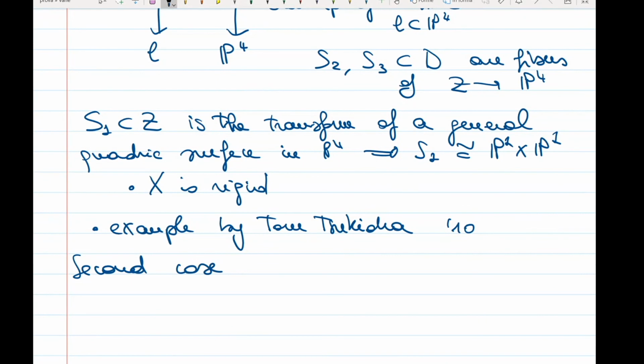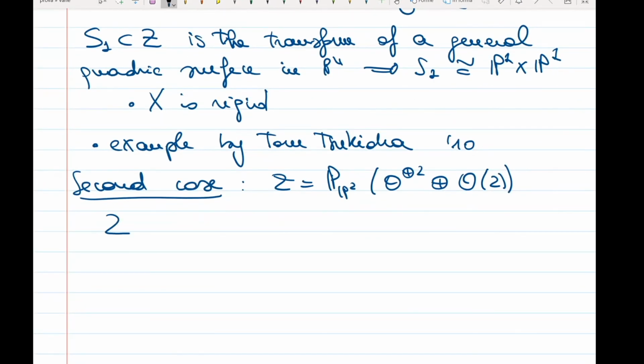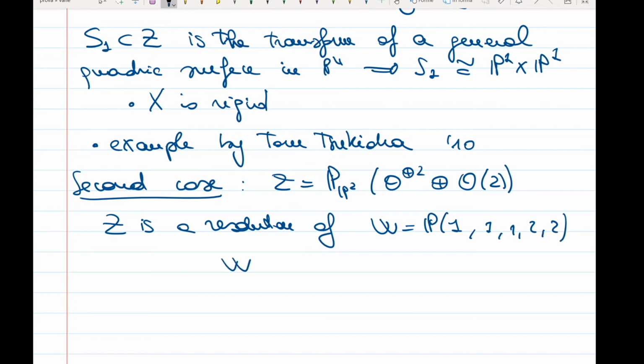Let's go to the second case. In fact, it's similar because in this case, Z again has the P2 bundle, but also an elementary divisorial contraction, similarly to the blow-up of the line, because Z is a resolution of the weighted projective space P of 1, 1, 1, 2, 2, which can be seen in P7. It is the cone over the Veronese surface.